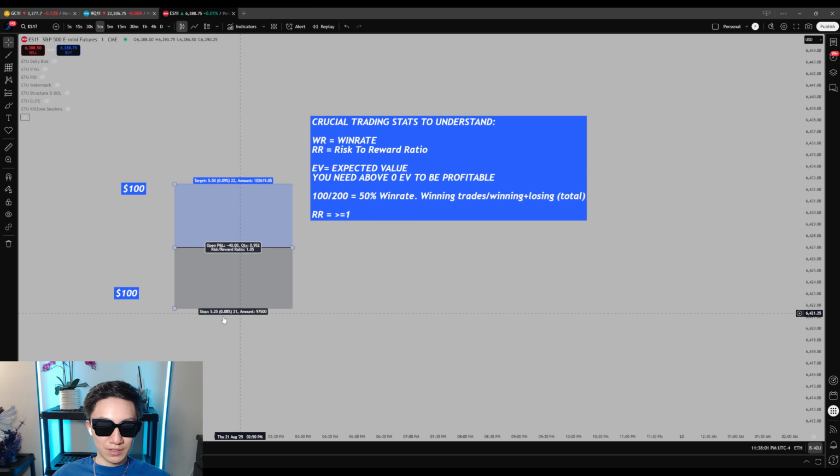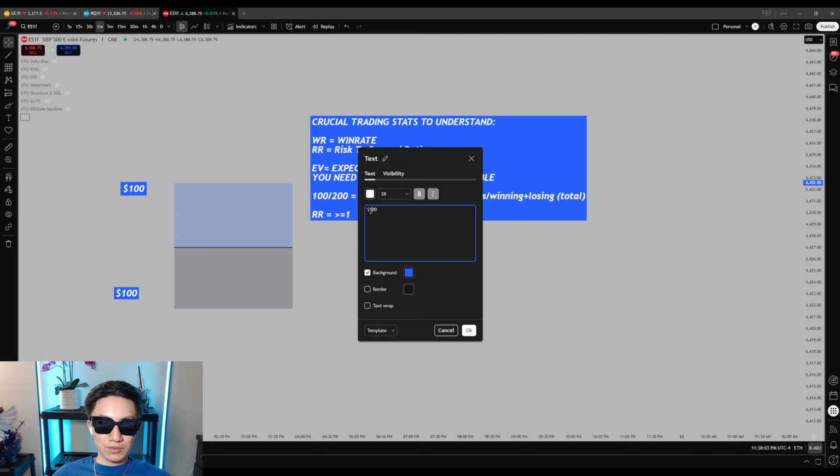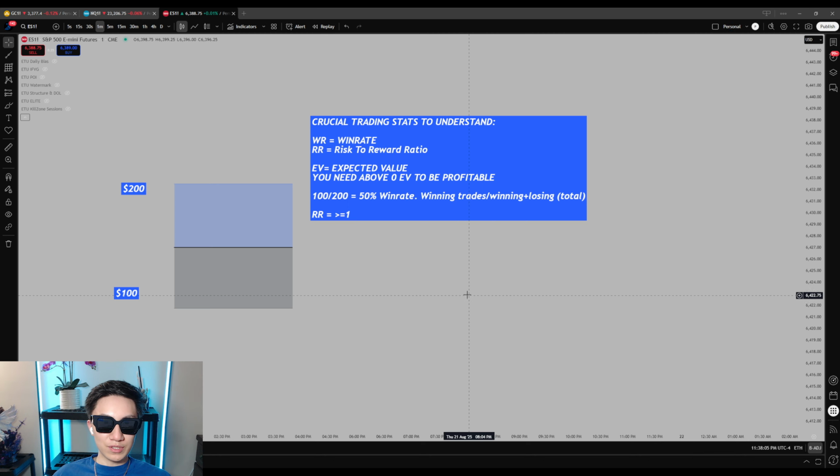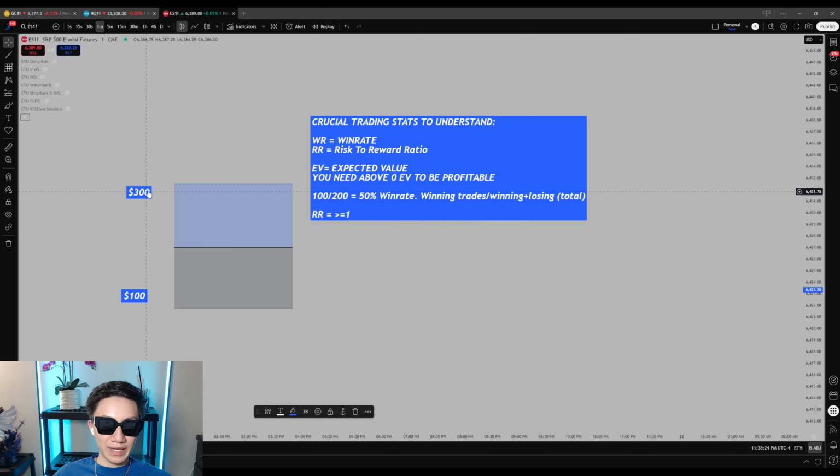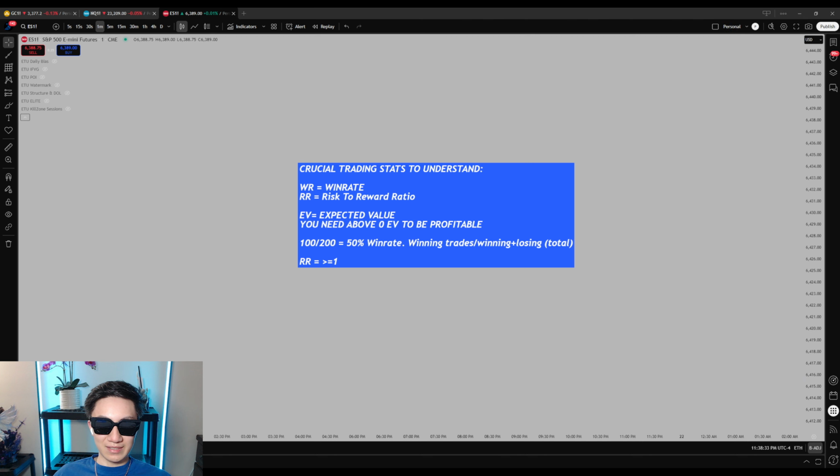So 1-to-1 roughly. A 1-to-2 means your risk is $100, but your reward is double that because it's a 1-to-2 ratio. So if you risk $100, you should be making $200 with a 1-to-2 ratio, or 2 risk reward. When I say 3 risk reward, that means a 1-to-3 ratio. Every time you risk $100, you should be making $300. And of course, this scales depending on what you're risking. If you're risking 1K, you should be making 3K. So hopefully that sums up what risk reward ratio is for those that have never heard of that term before. It's extremely important in terms of trading statistics and EV.